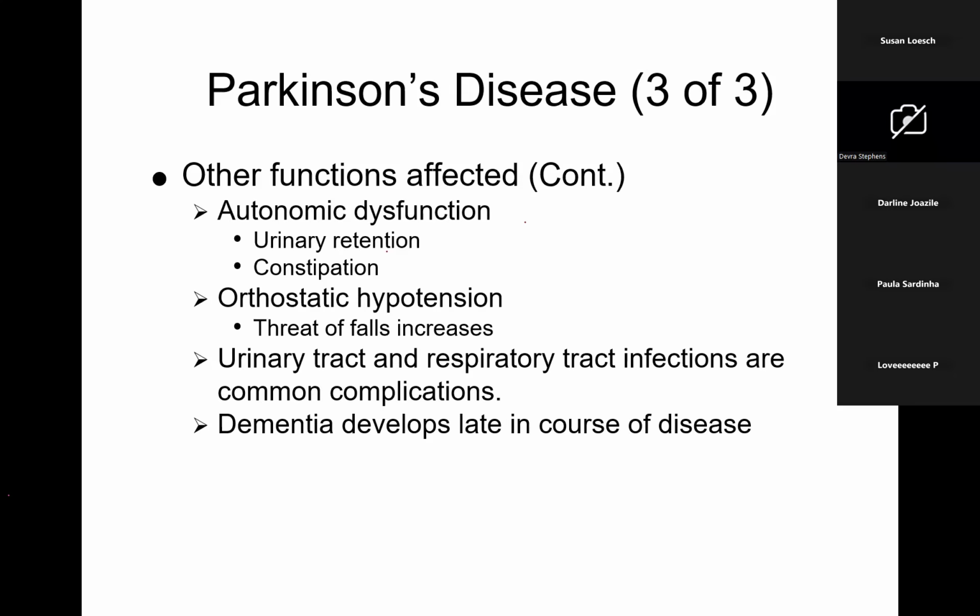All right, so in addition, autonomic issues are going to be urinary retention, constipation, orthostatic hypotension, which increases their risk for falls, urinary and respiratory tract infections, and dementia.